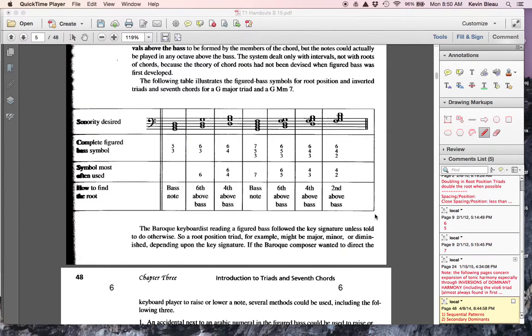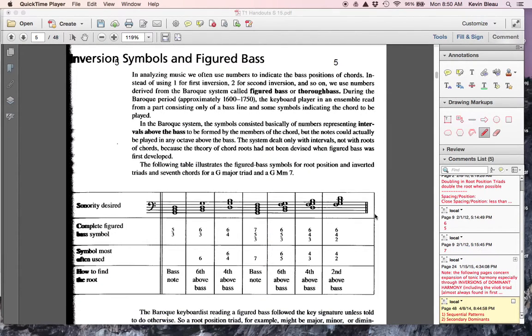Okay, so what do these symbols mean? Well, often they mainly refer to inversion. So if you have a root position chord, you put either 5/3 or you put nothing at all. If you have a first inversion chord, you put a 6/3 and or a 6. That's the shorthand. These are the ones that are most used. Second inversion of a triad, root position of a 7th chord, first inversion of a 7th chord, second inversion of a 7th chord, third inversion of a 7th chord.